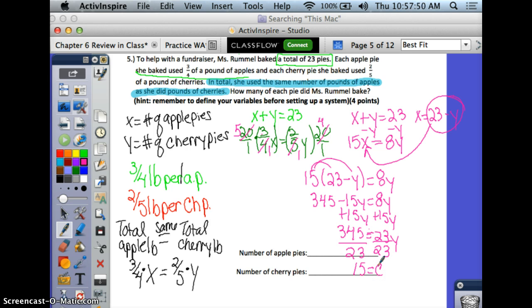Let's plug it back into this equation. It's much, much easier. Oh, y for cherry, which is our y, sorry. So we have x plus 15 equals 23. Go ahead and subtract 15 from both sides, and you get x equals 8. So she made 8 apple pies and 15 cherry pies.